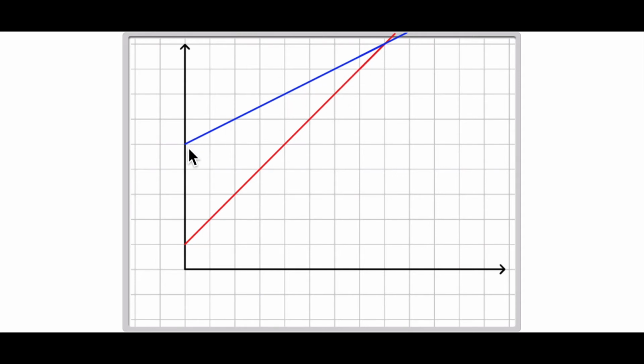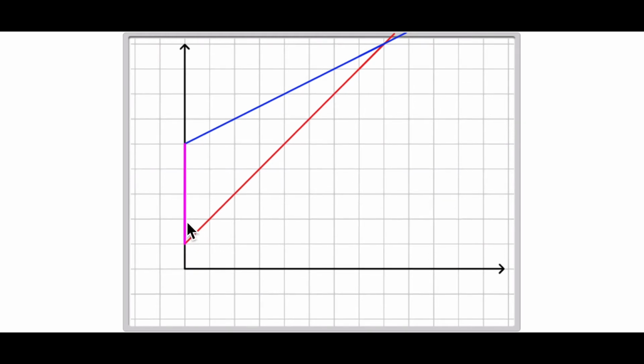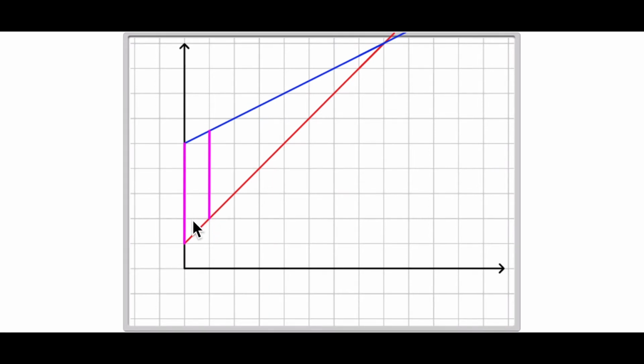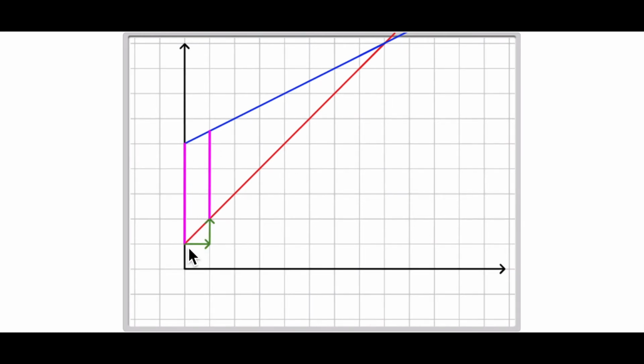But how far do they start apart? How far apart are they when they begin? Well, they are 1, 2, 3, 4 units apart. And so how much gain is there, or how close do they move for each unit along the x-axis? Well, so here's this 1 unit along the x-axis. How much less is this distance than this distance, or this amount, compared to this amount? Well, it gains 1 unit, so it's 1 unit closer.